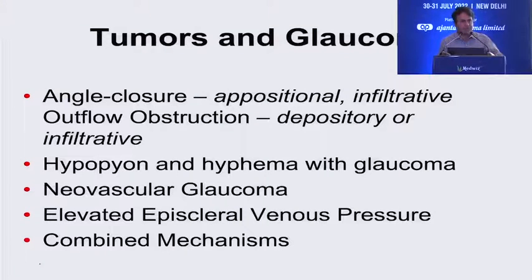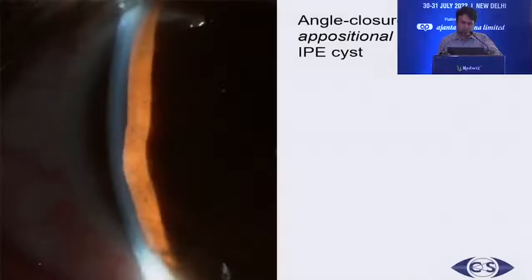These are some of the clinical scenarios where other diseases can mimic glaucoma. Angle closure, appositional or infiltrative, outflow obstruction, depository or infiltrative, hypopyon and hyphema associated with glaucoma, neovascular glaucoma, and elevated episcleral venous pressure and combined mechanisms.